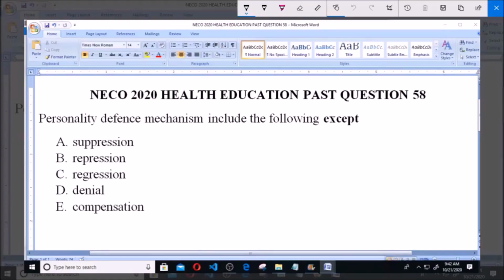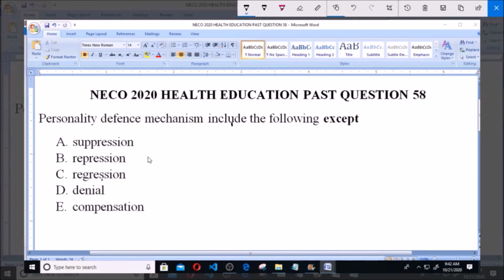I'll be answering Neco 2020 Health Education Past Question 58. Personality defense mechanisms include the following except A. Suppression, B. Repression, C. Regression, D. Denial, and E. Compensation. Now, we're asked to pick an option which is not a mechanism of personality defense. Personality defense mechanisms are simple mechanisms that are used to defend one's personality. That is, you defend yourself.